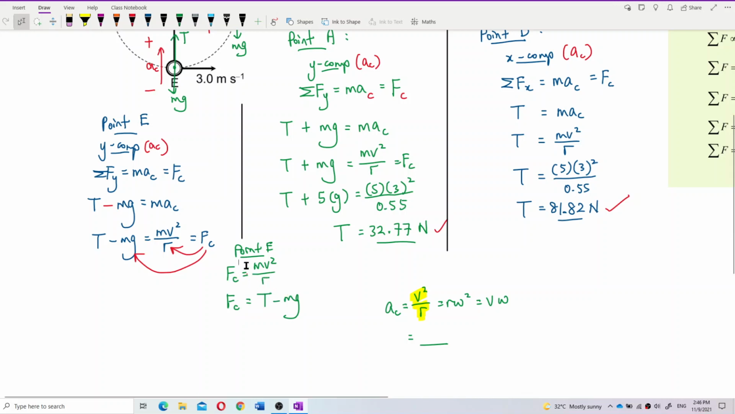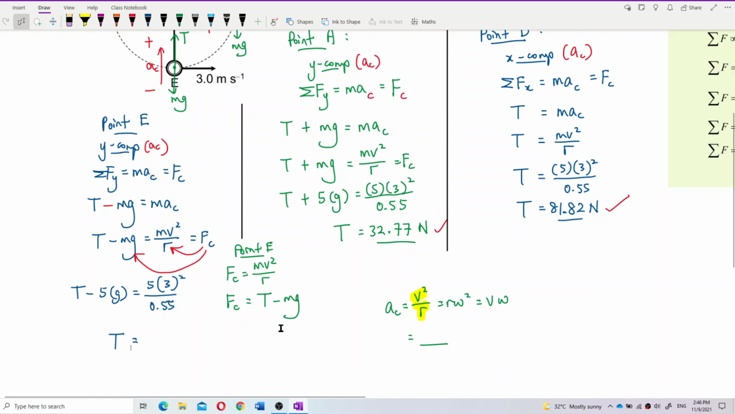So to find centripetal force, you have two formulas. But now our focus is not finding centripetal force. We want to find tension. Okay, now let us do it. What is the mass again? The mass is 5, so 5 times gravity. V, the linear speed, is 3, and then the radius is 0.55. So what is the tension here?